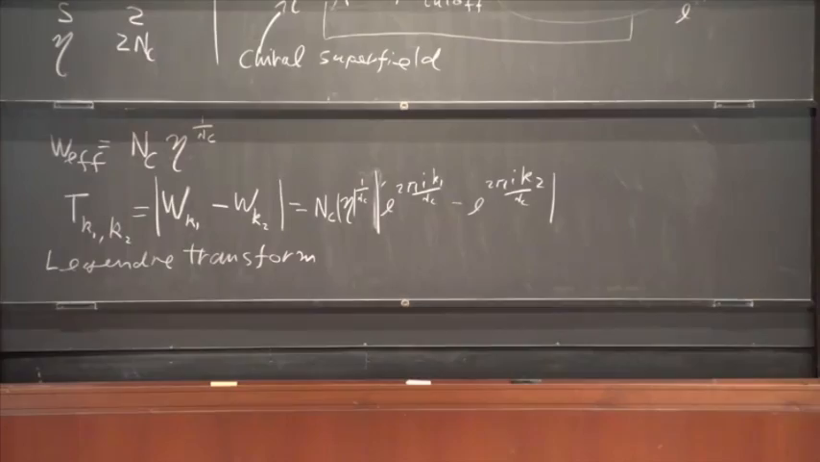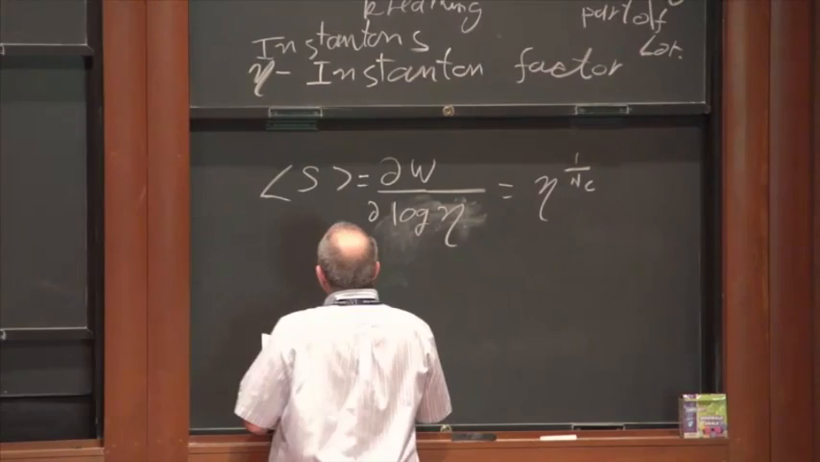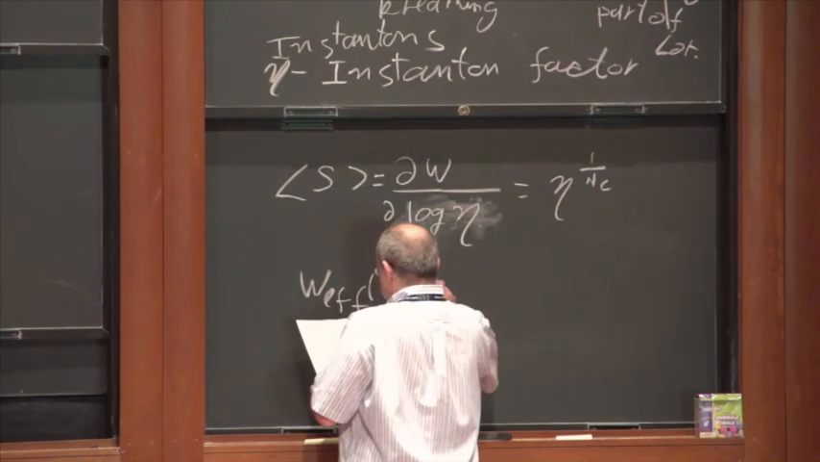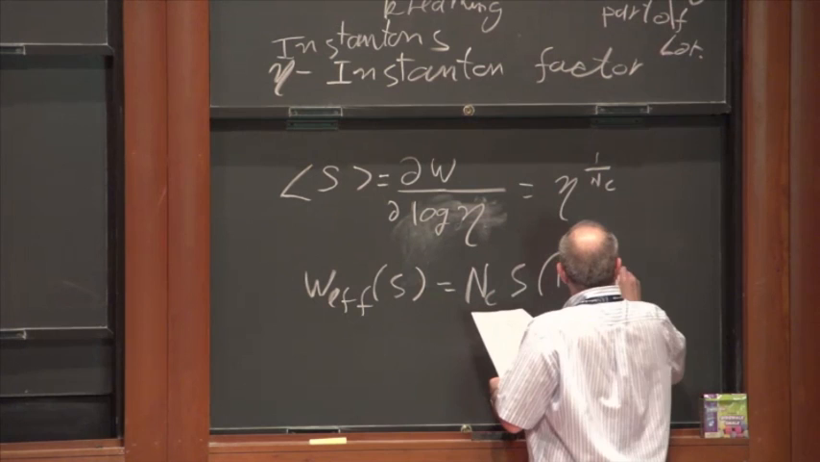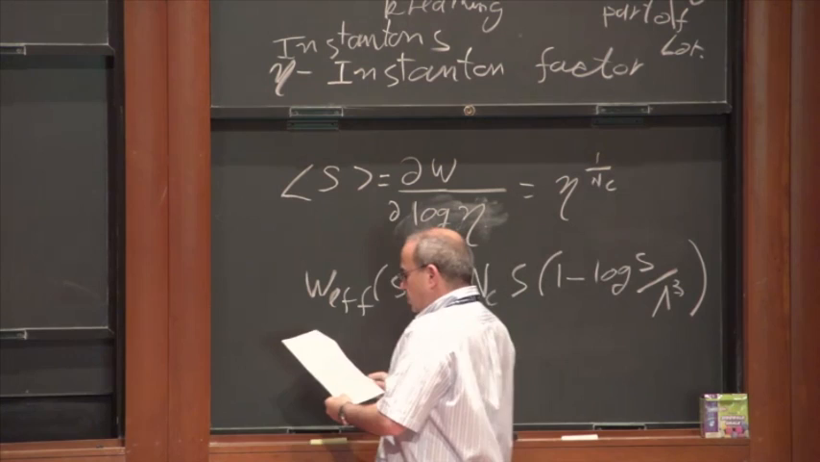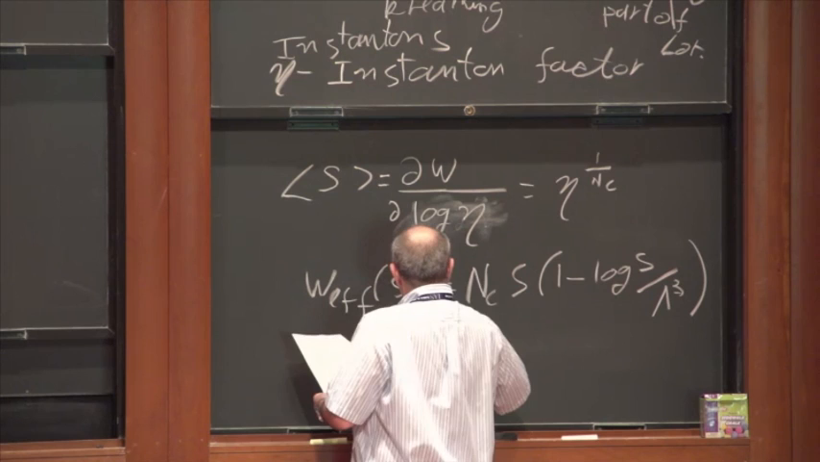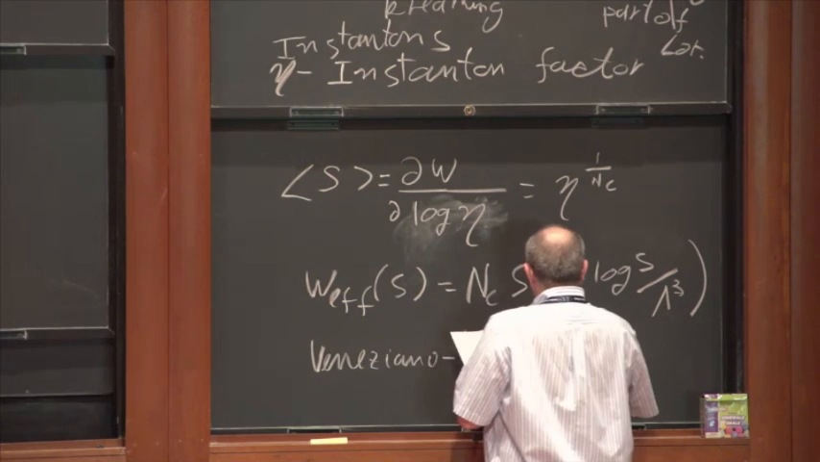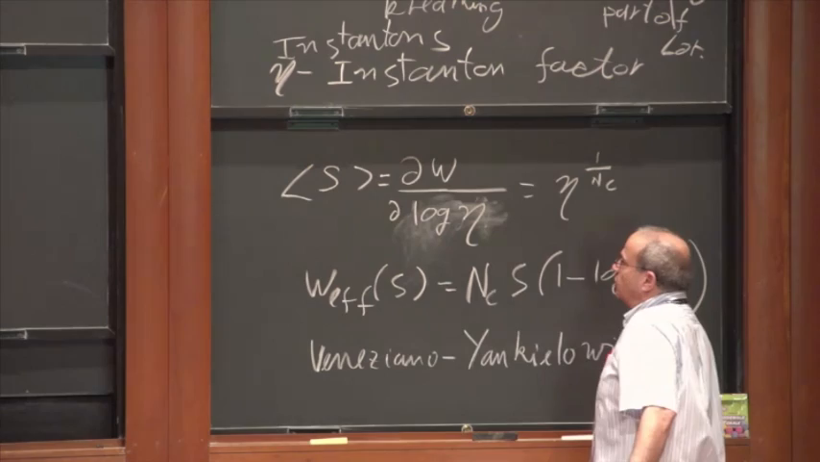And doing that, we can finish performing the Legendre transform and find W effective of S to be NC S times 1 minus log S over lambda cube. And this is known as the Veneziano-Yankelevich superpotential.